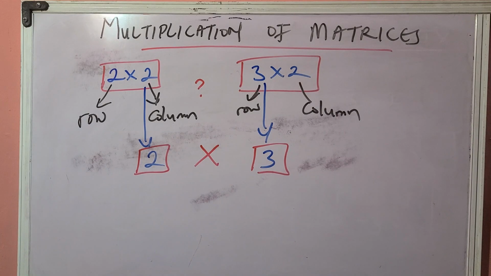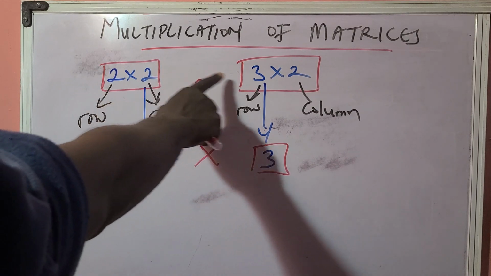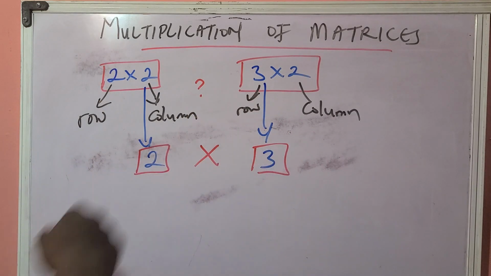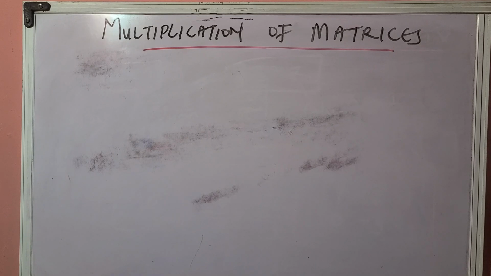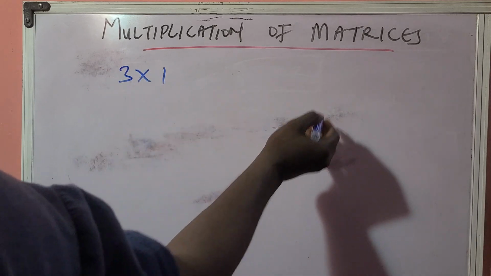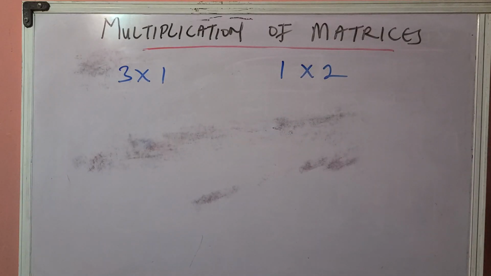So the basis for matrix multiplication is that the column of the first matrix must equal the row of the second. Once this is intact, then we can multiply the two matrices together. All right, let's take a look at another example. Let's say we have a 3 by 1 matrix and a 1 by 2 matrix. So let's investigate if we can multiply these two matrices together.